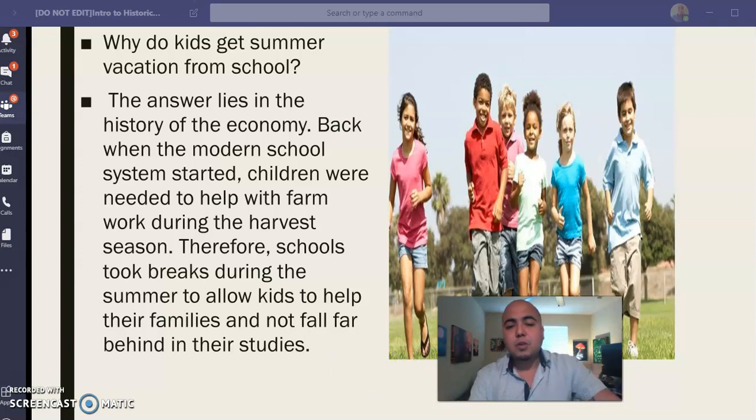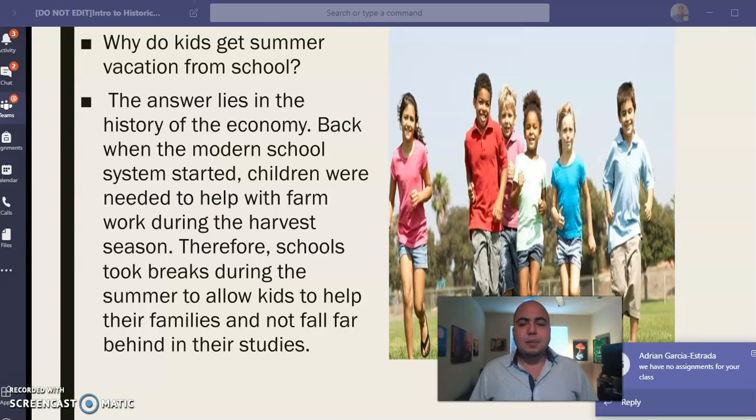Their families were devoted to working on farms. The parents needed that extra help when it came to harvest season, and then the education system realized that in order to help the economy, it would be wise to let kids be off. Technically, not really off, but they're going to be helping their parents. So after the economy started to get much more industrialized, they left it intact. So this is strange.